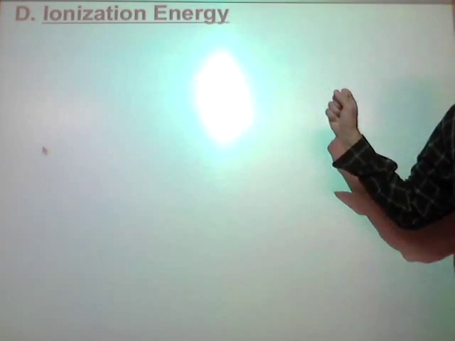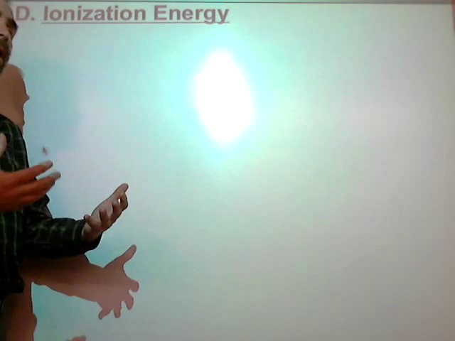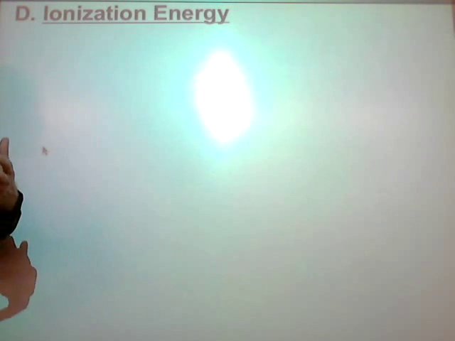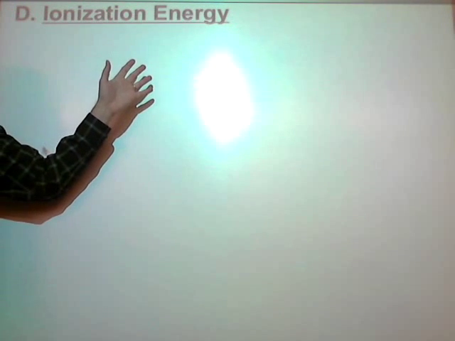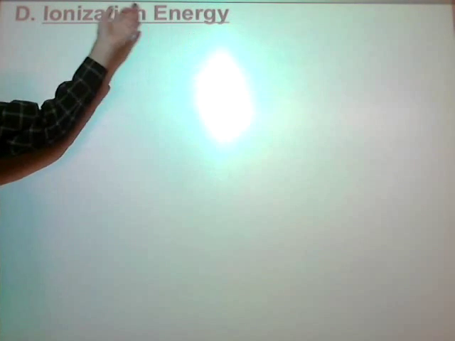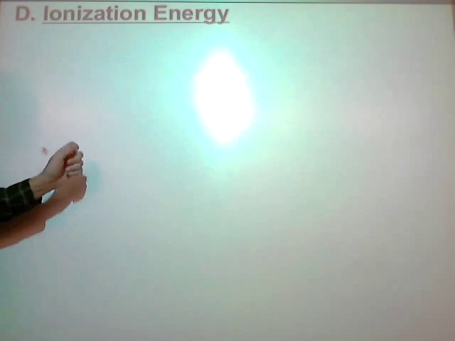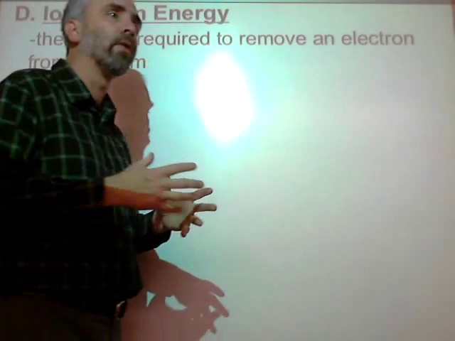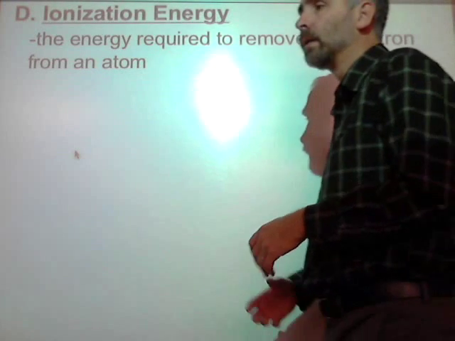All right, what is ionization energy? Well, again, this is kind of a word like electronegativity. You should be able to remember electronegativity because it's the attraction for electrons, right? Ionization energy is the energy it takes to make an ion, and we make ions by pulling electrons away from things, okay? So it's the energy required to remove an electron from an atom, and that makes an ion. That's why it's called ionization energy.